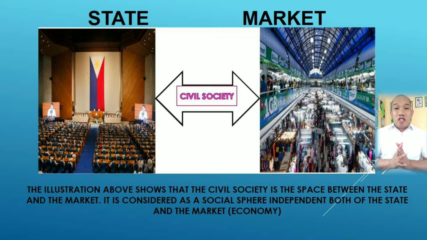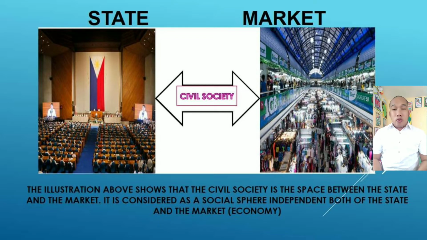So I have here an illustration. All you have to do is to analyze what is your understanding of this illustration. The illustration shows the state and the markets. As we can see in the illustration above, it shows that the civil society is the space between the economy or the market and the state. So it is considered a social sphere independent both of the state and the market or the economy.